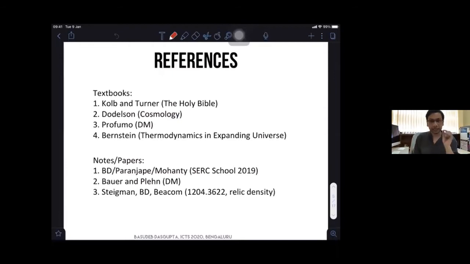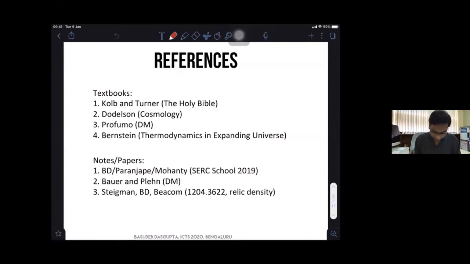For understanding details of thermodynamics in the expanding universe, there is an old book by Bernstein. Not many people have seen it, but I like that book very much. You can take a look at it. I also would like to draw your attention to a couple of specific notes and papers. There are some notes by myself, Asim Paranjape and Shubhendra Mohanty, based on a course that we taught last year during about the same time in Pune in the SERC school. Those notes might be useful.